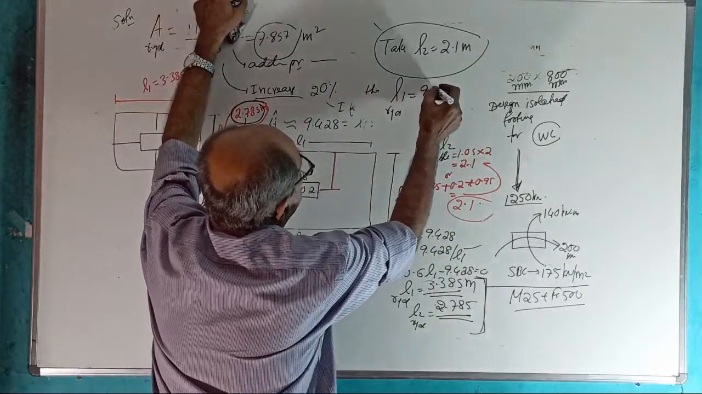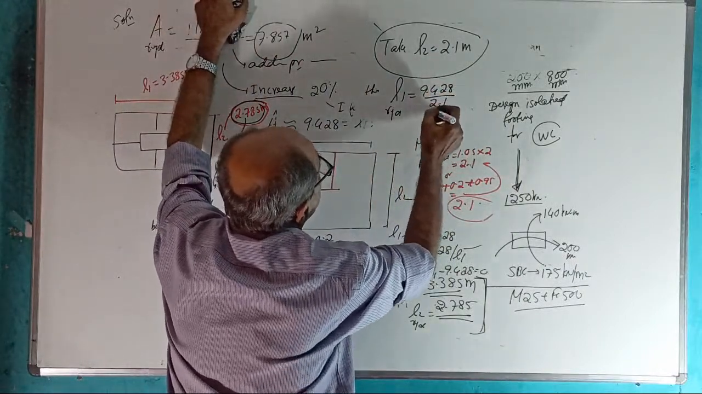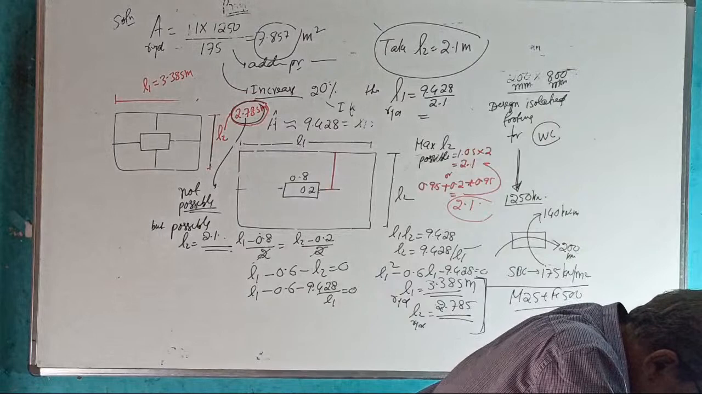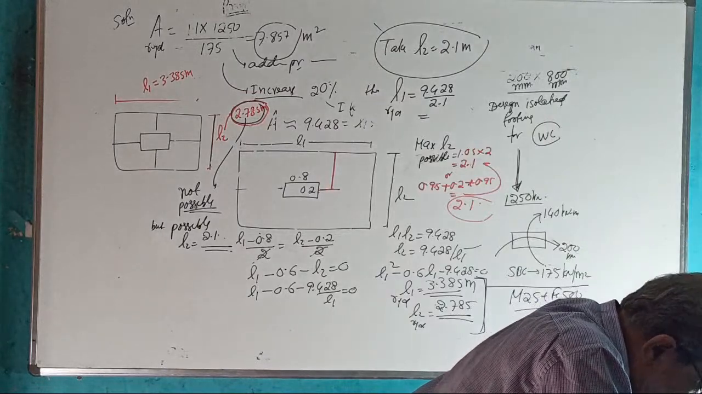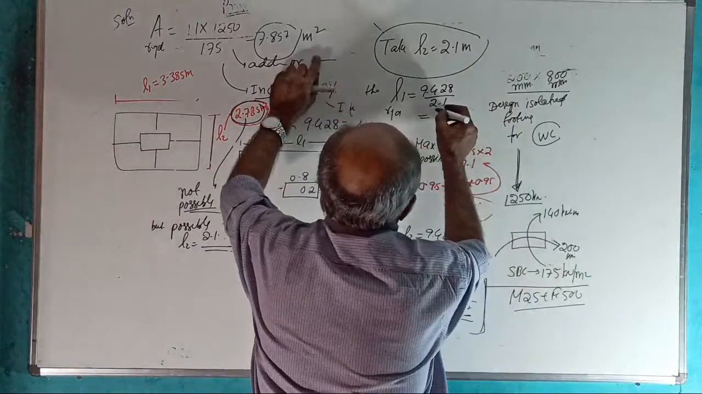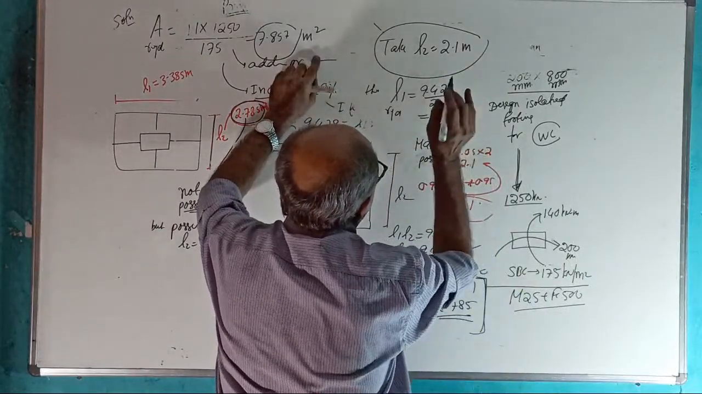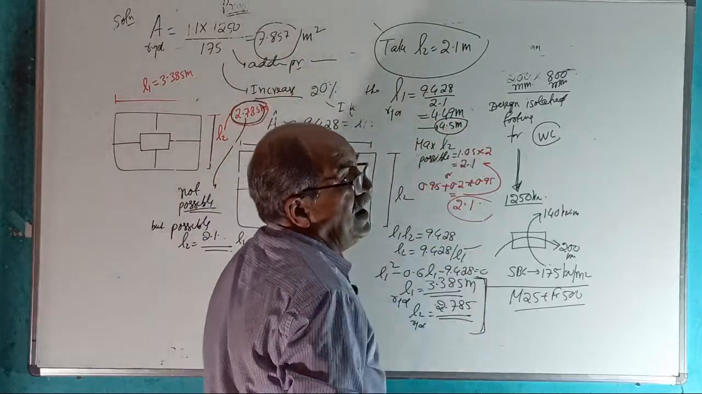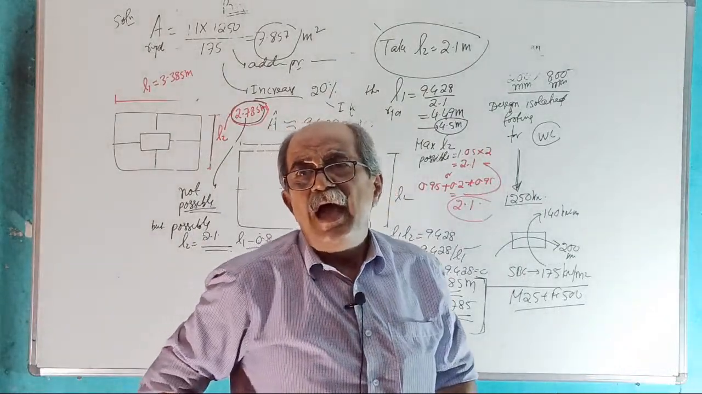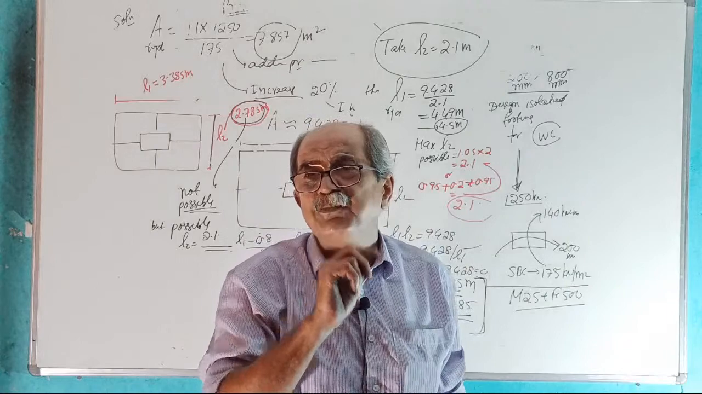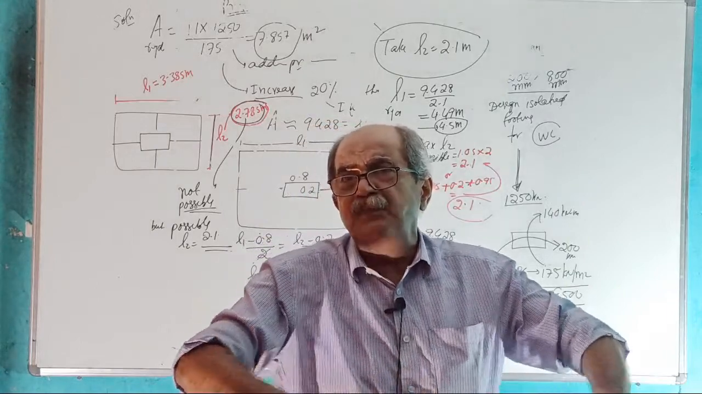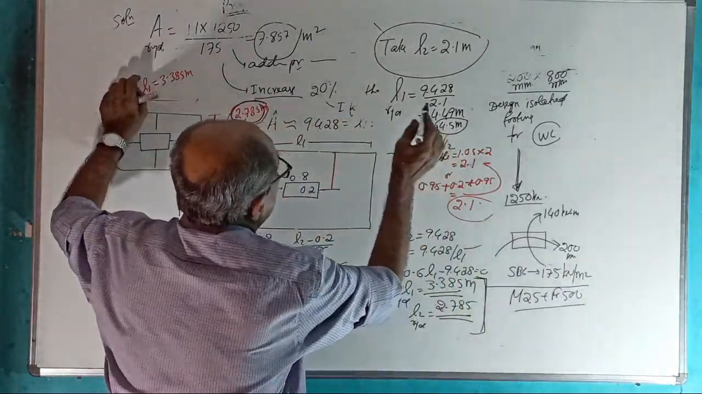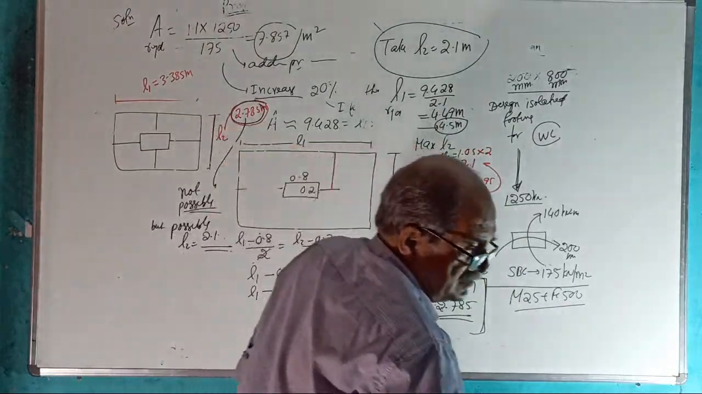Area, 9.428 divided by 2.1. Answer. 4.49 meter. 4.49 meter you require, so round up to 4.5 meter. Nothing can be done. I told you long back, in Bangalore at a particular place I have seen a column footing of width equal to 2.5 meter, length equal to 6 meter. Now right here, therefore you provide what? L1 equal to 4.5 meter.